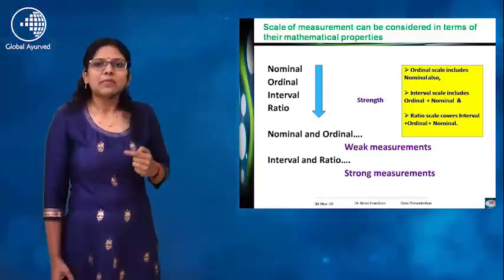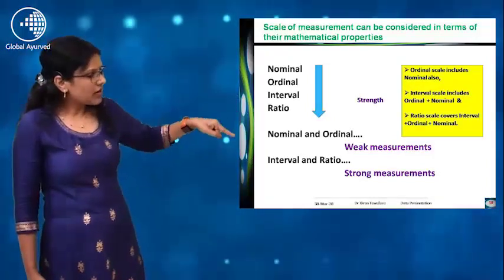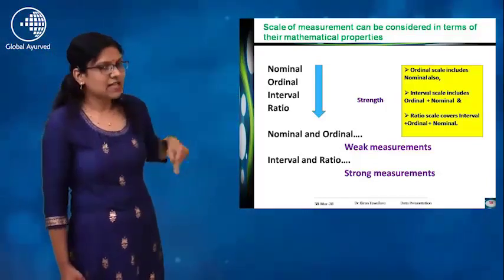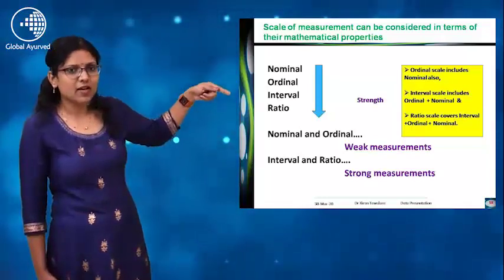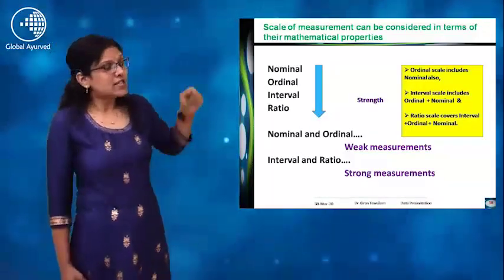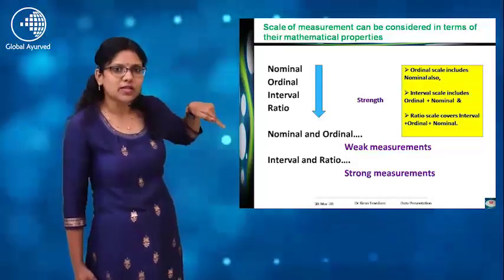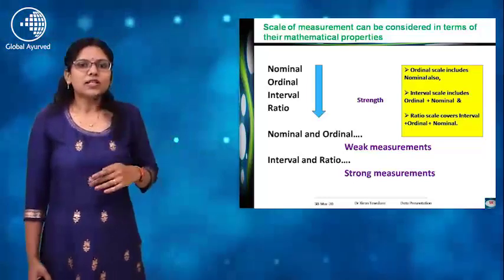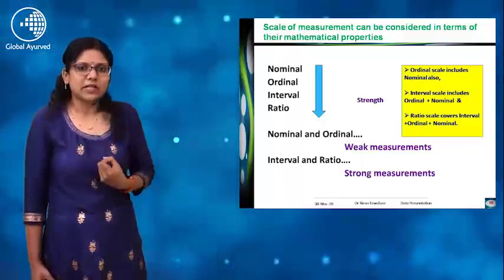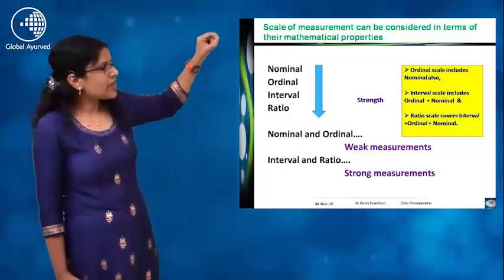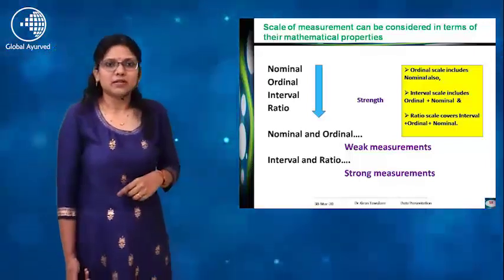Scales of measurement can be considered in terms of their mathematical properties. Here we give the scales in order. The nominal scale is weaker than the ordinal scale, which is weaker than the interval scale, which is weaker than the ratio scale. The strength of the scale increases because they possess more and more mathematical properties. Nominal and ordinal scales are called weak measurement scales, and interval and ratio scales are called strong measurement scales. The nominal scale is the weakest scale of measurement and the ratio scale is the strongest.